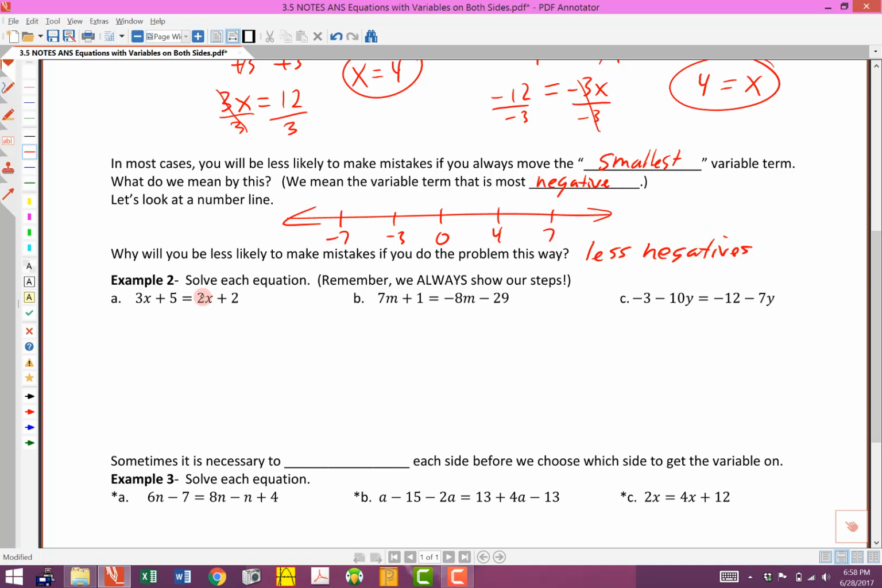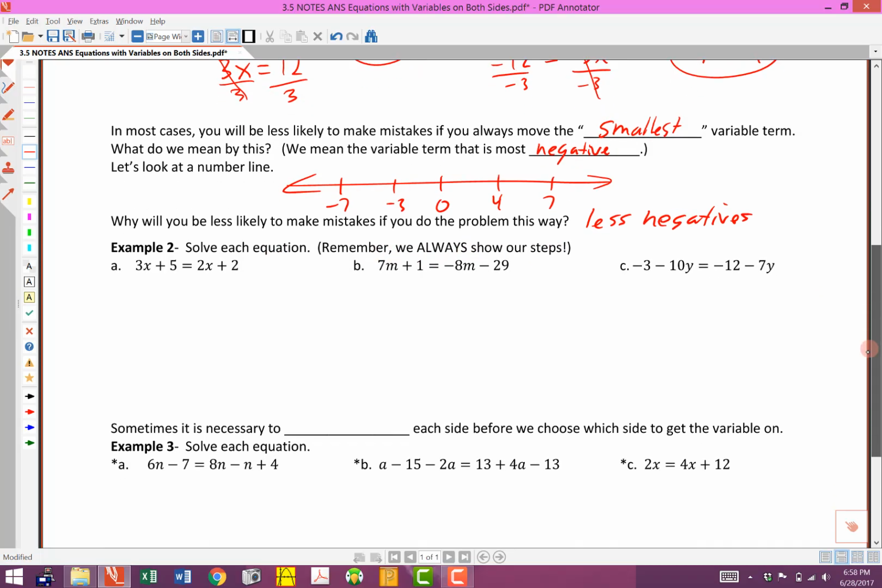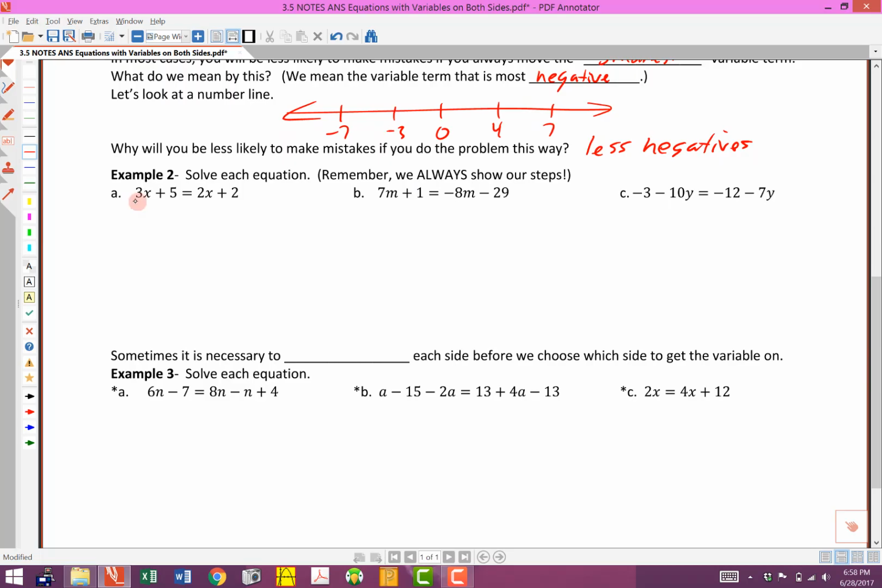Okay, so we're going to solve each equation, and we always show our work and our steps for each one of these. So we're going to look at this. We're going to move the smallest one. We've got a choice between a 3x and a 2x. The smallest one is the 2x, so we're going to subtract 2x from both sides. Cancel to be 0. We're left with an x plus a 5 equals 2.